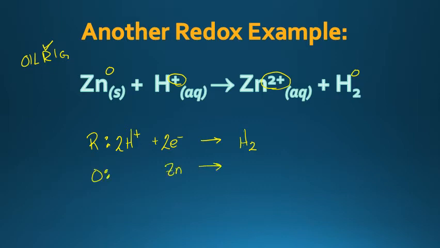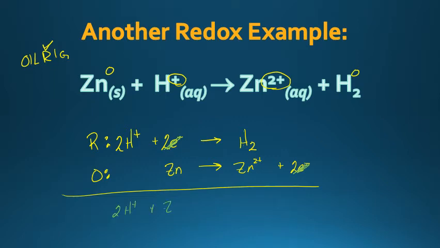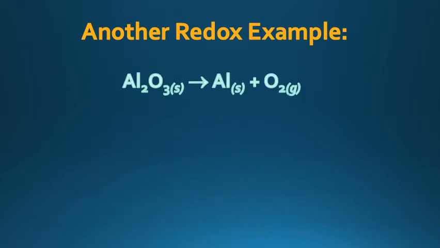I like to keep my arrows in order. Zinc became zinc 2 plus, which means that one also was 2 electrons. Now all you have left is to add these up. The electrons canceled because they add to 0, so we end up with 2 hydrogen ions plus zinc yields zinc 2 plus and hydrogen. And you are done with this one. Go ahead and pause the video and see if you can do this one on your own.